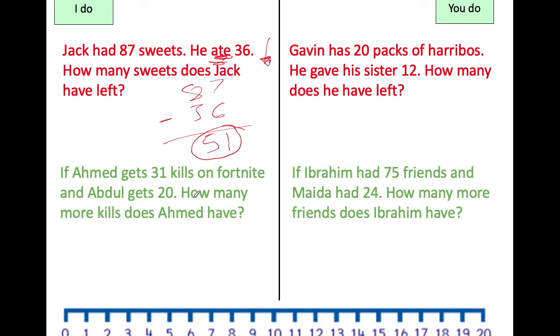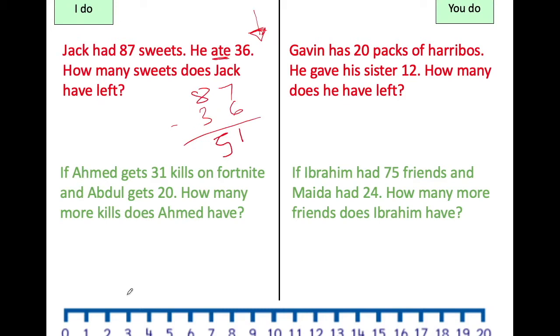If Ahmed gets 31 kills on Fortnite and Abdul gets 20, how many more kills does Ahmed have? So this question is asking us to compare the kills, so we know that it's going to be subtraction. So Ahmed has 31, the bigger value. Abdul has 20, so we do 31 take away 20. 1 take away 0 remains 1. 3 take away 2 equals 1. So the answer to the question is going to be 11. Ahmed has 11 more kills than Abdul.